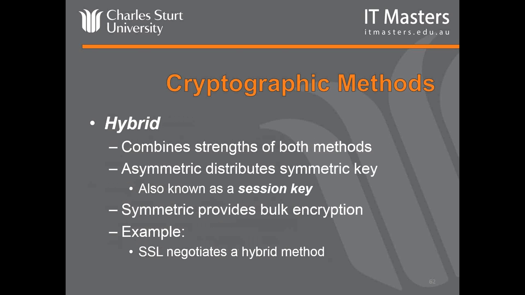Asymmetric, where we have a symmetric key distributed over a protected session. That gives us a session key that allows us to have the speed of something like AES, coupled with the key distribution of something like ElGamal. Symmetric provides the bulk encryption and whatever else. So if we look at SSL/TLS, then we have a hybrid method.